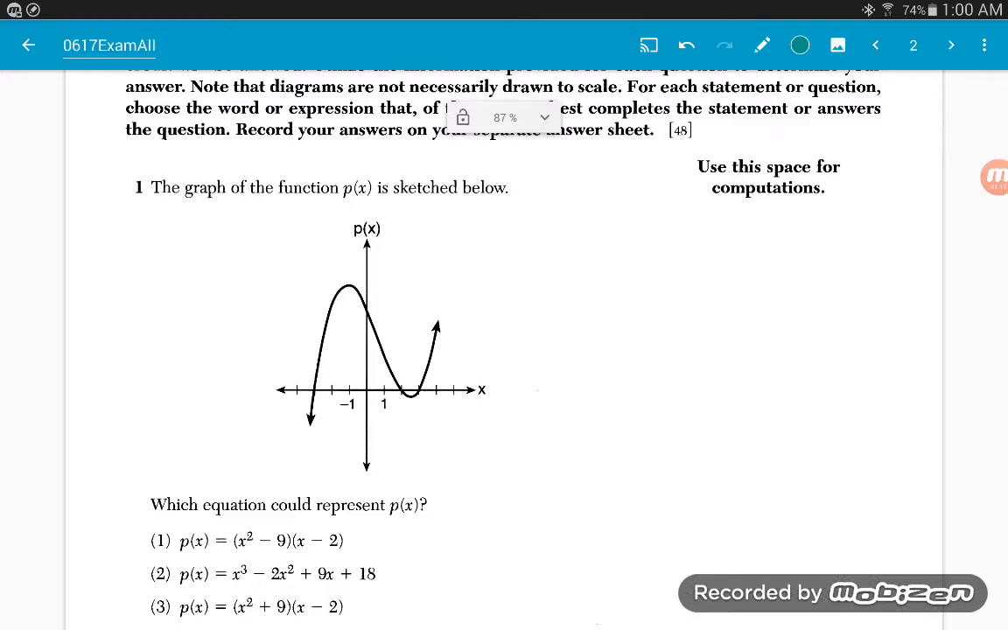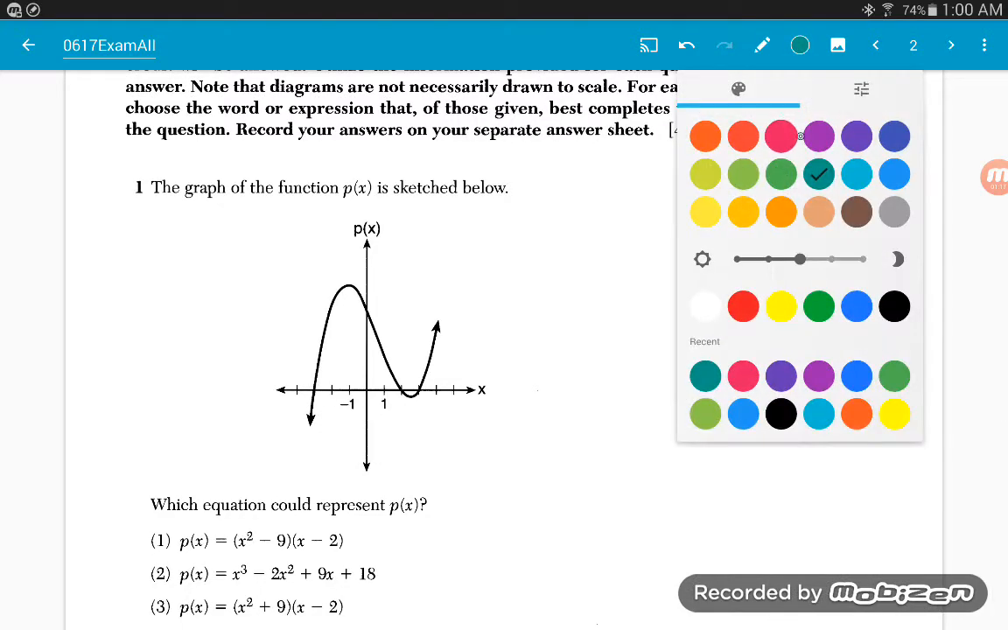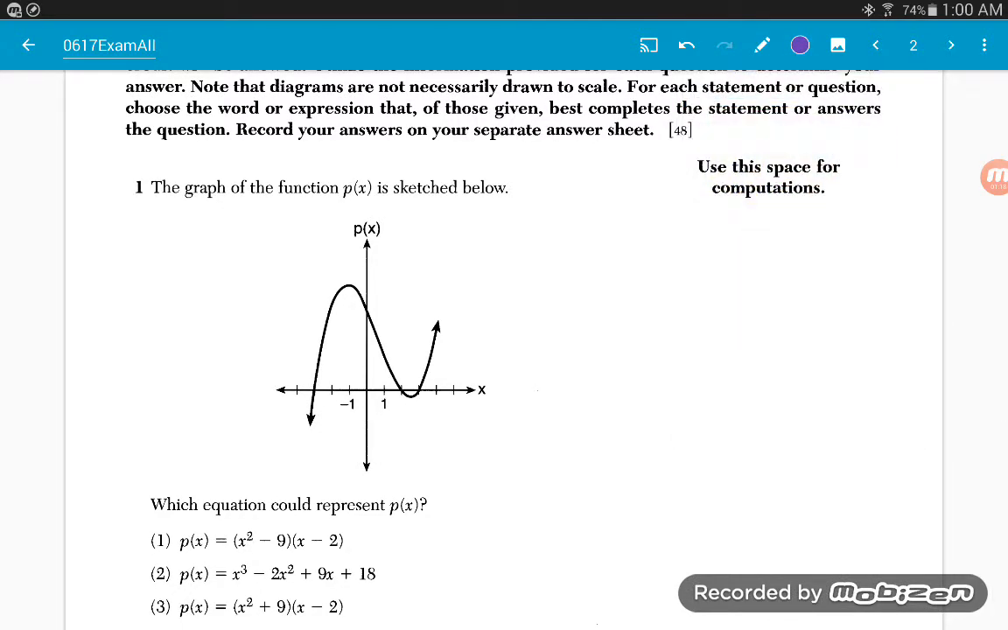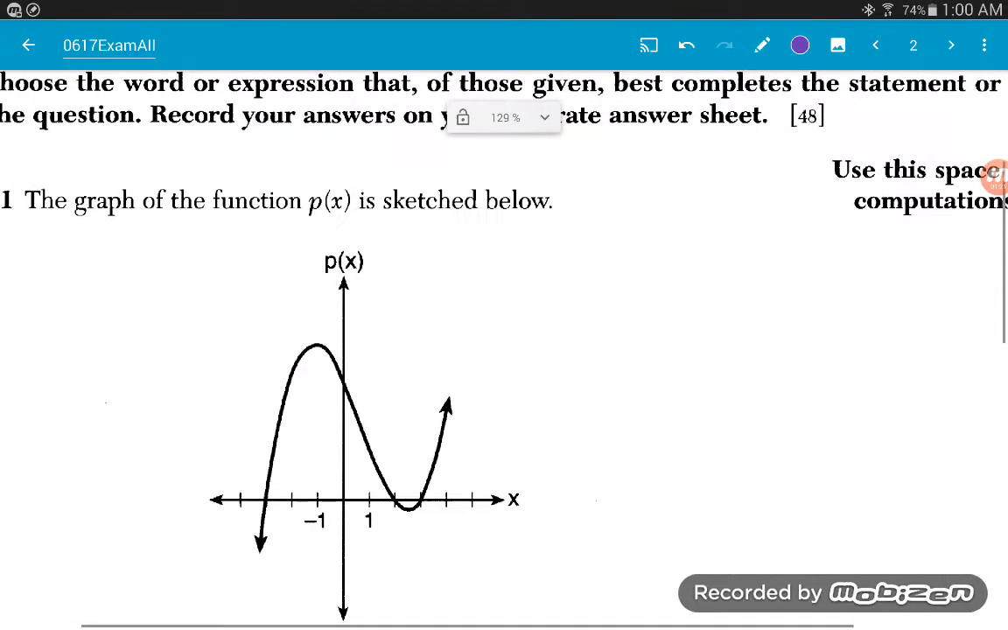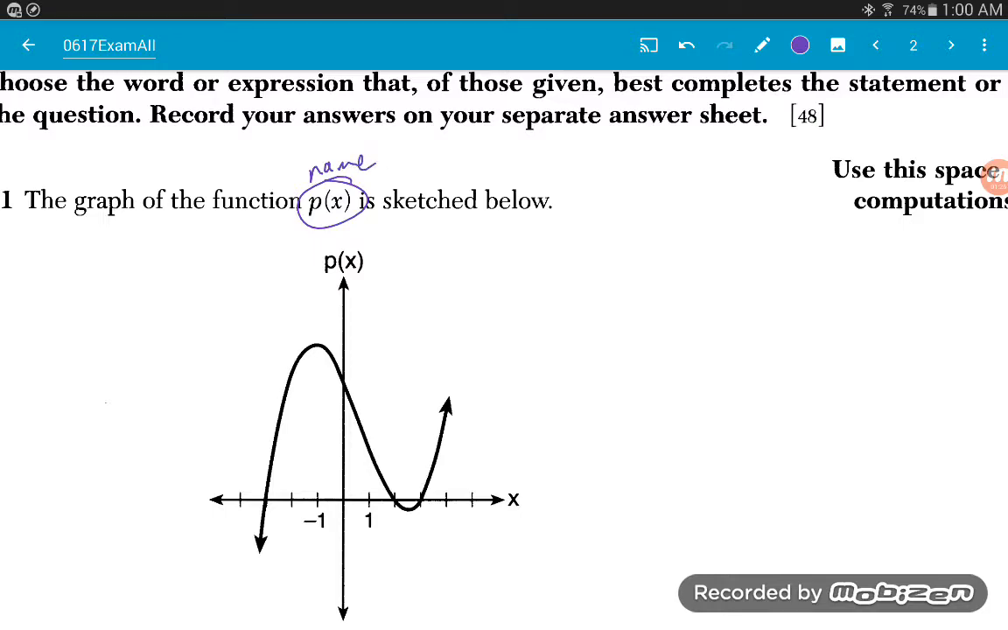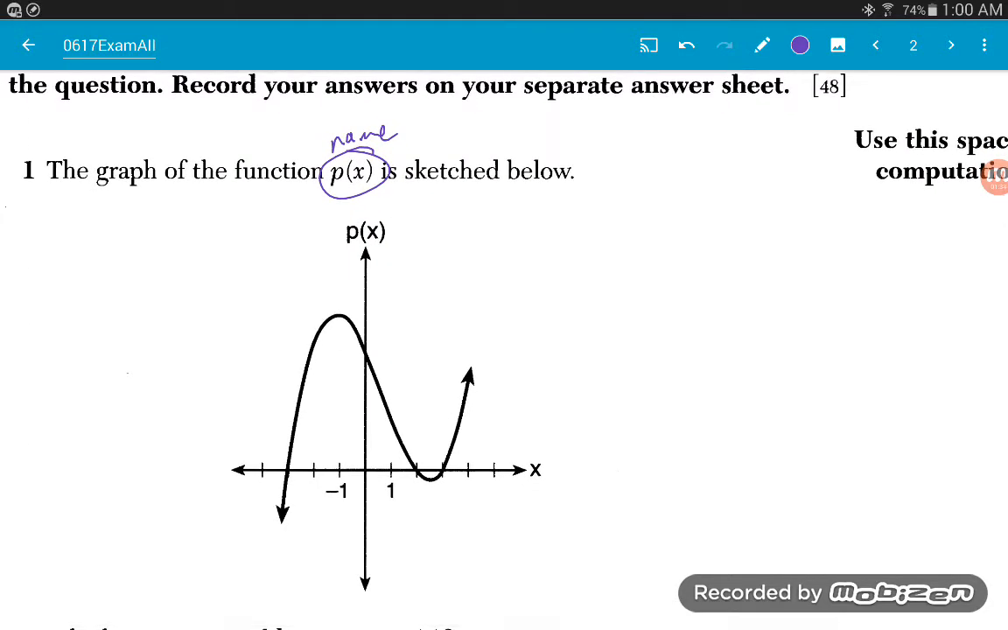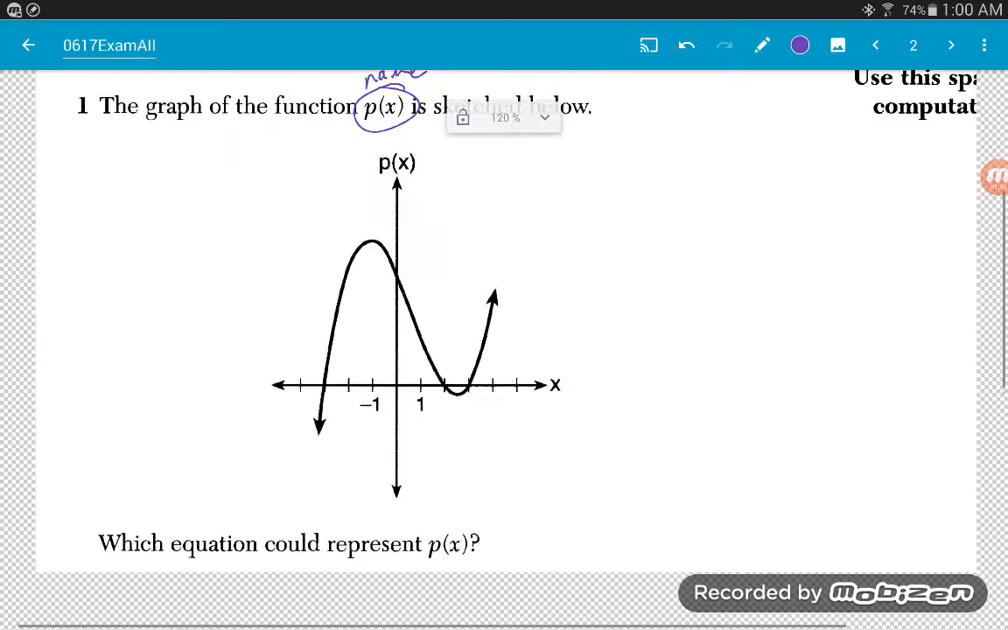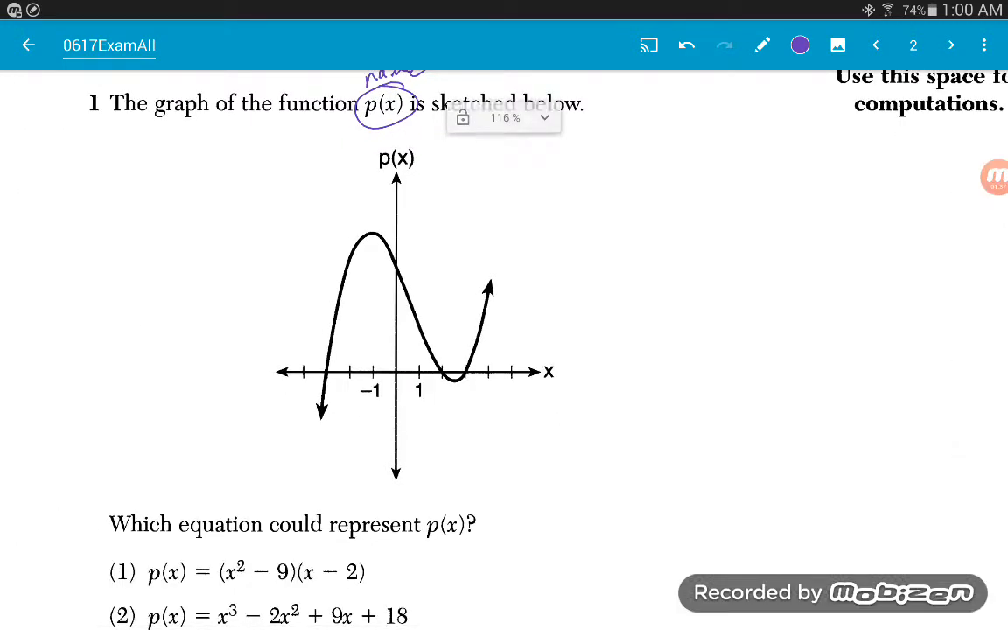Now, let's start with number 1. It says the graph of the function p of x. They're saying the name of the function is p, that's just the name. He chose the letter p to represent the function, and the function p is a function of x. All functions are typically functions of the x variable. All right, so they're saying which equation could represent p of x.